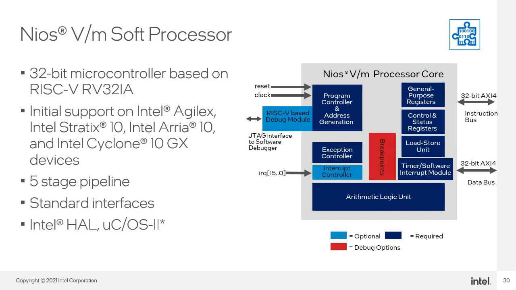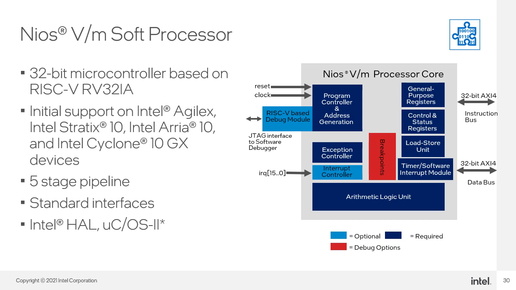Nios V/m is the first processor in the Nios V embedded processor series. It is a 32-bit microcontroller based on the RISC-V RV32 ISA with a 5-stage pipeline. With the initial release of Nios V/m in Intel Quartus Prime Pro 21.3, all devices in the Pro Edition are supported, such as the Intel Agilex, Intel Stratix 10, Intel Arria 10, and Intel Cyclone 10 GX devices.